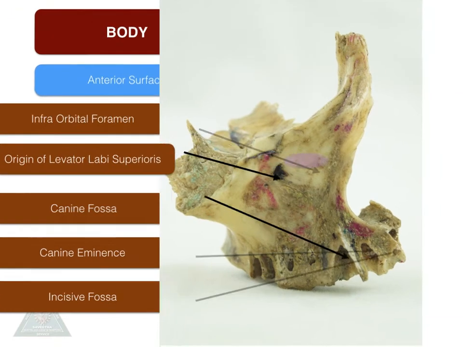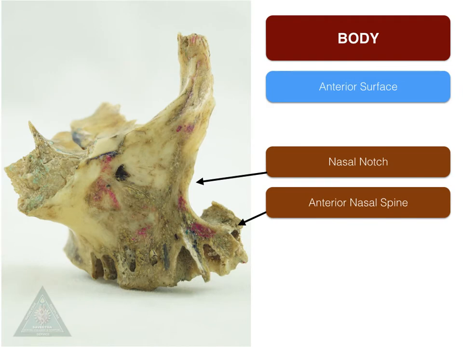fossa. The other feature seen in the anterior surface is marked by the nasal notch, which forms the lateral and inferior boundary of the anterior nasal aperture, and below we have the anterior nasal spine.